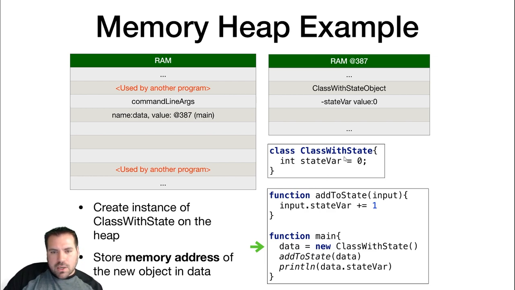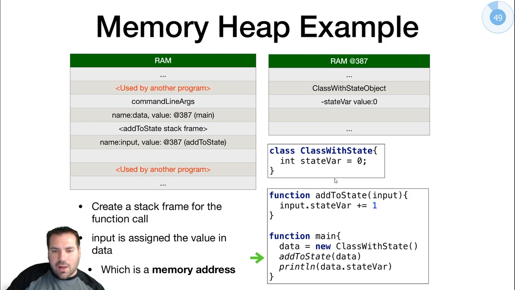So let's create this class. We actually create it in memory in the heap space, which I'll start referencing like this. We're going to say at 387, which is just some made up number that I chose. That's the location in RAM where this is stored. And then all we store in data, the variable, is that location in heap space. And then the location in heap space actually stores the state variables of this object that we created.